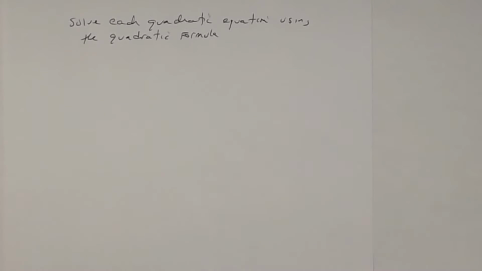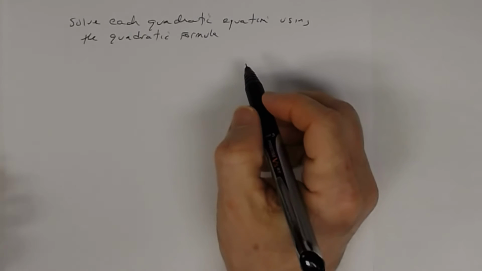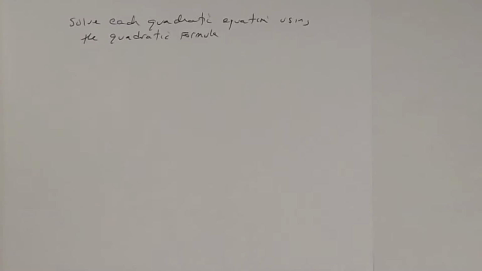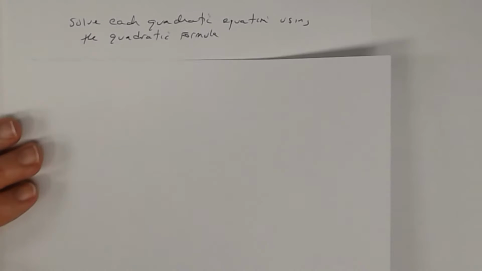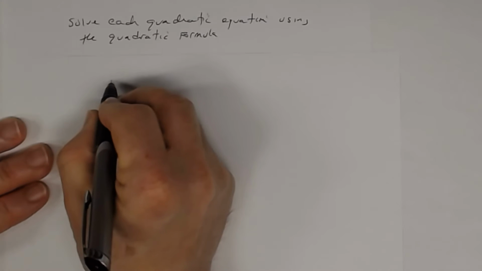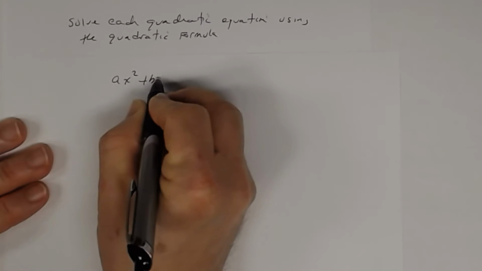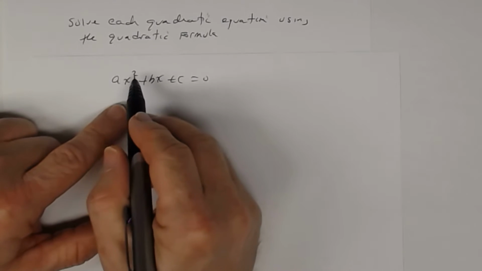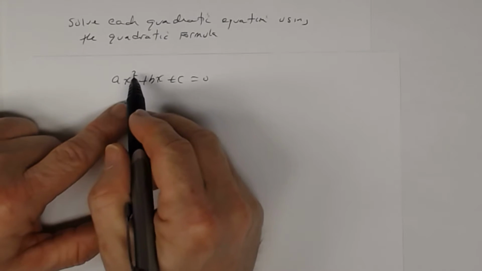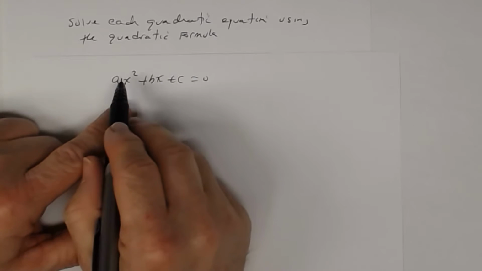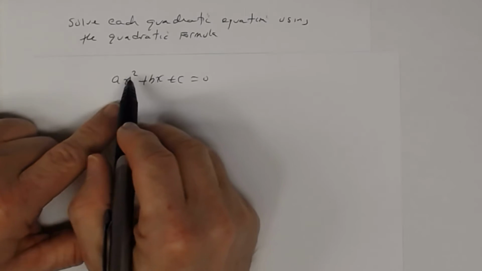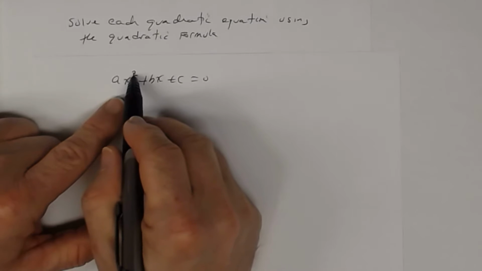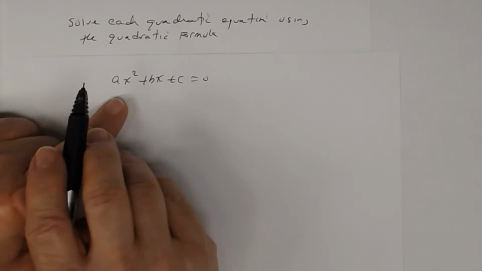This is a review on solving quadratic equations using the quadratic formula. So remember, a quadratic equation has this form, ax squared plus bx plus c equals 0. What makes it quadratic, remember, is the largest exponent is 2. So you have this exponent here, that's 2, this exponent, that's 1, and then your constant.